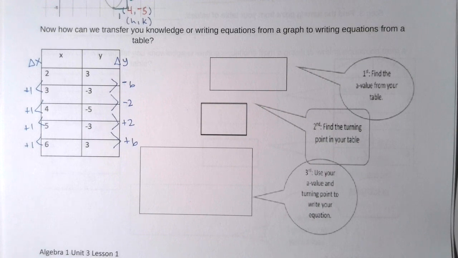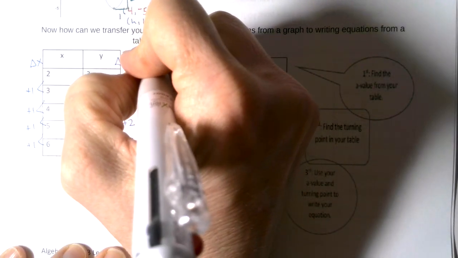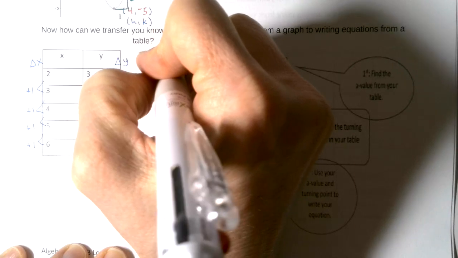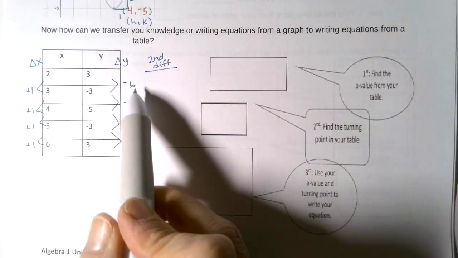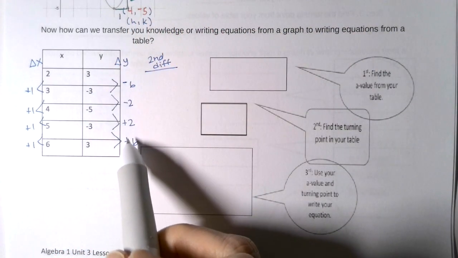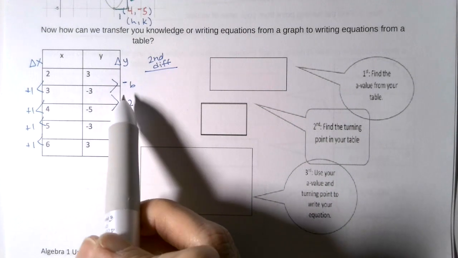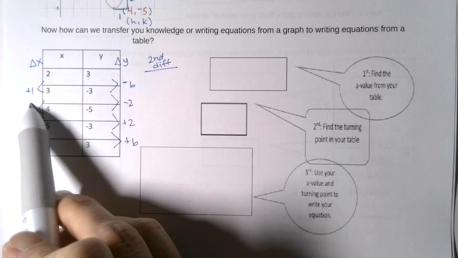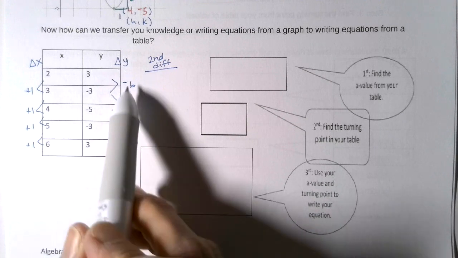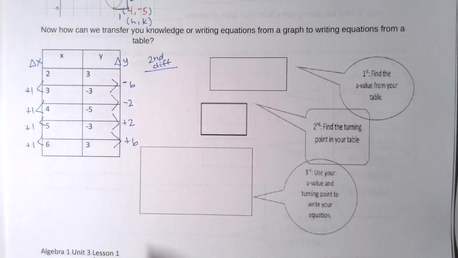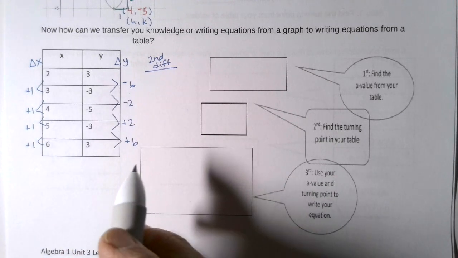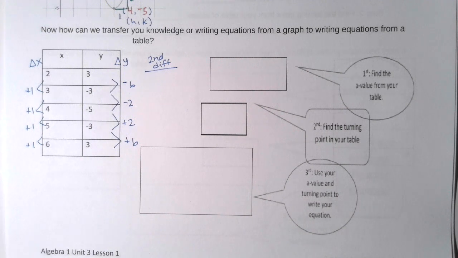From here, we need to look at the second difference. We know that it is not linear because these values are not the same. Our ratios would not be the same. -6 over 1, -2 over 1, these would all be different values, so it is not linear because I don't have a constant rate of change. And so we start looking at our second difference.